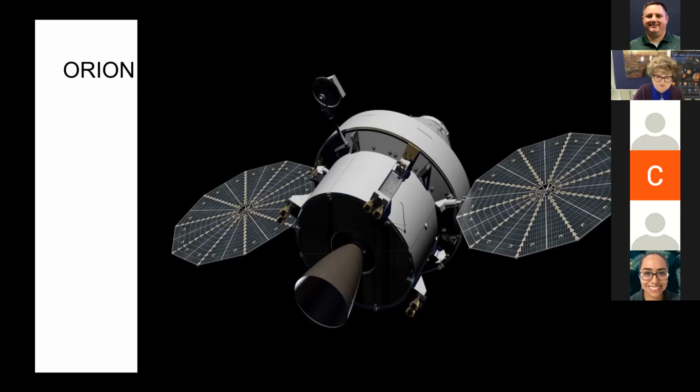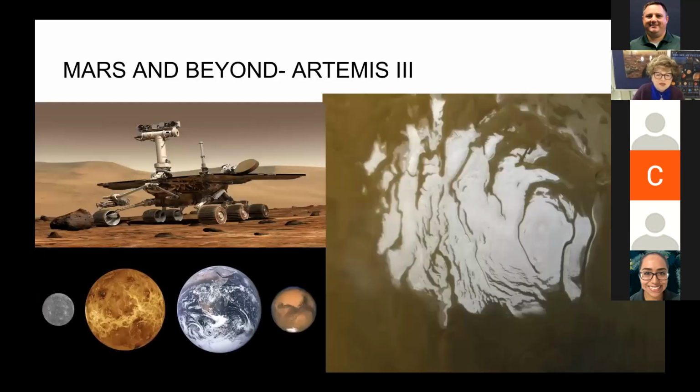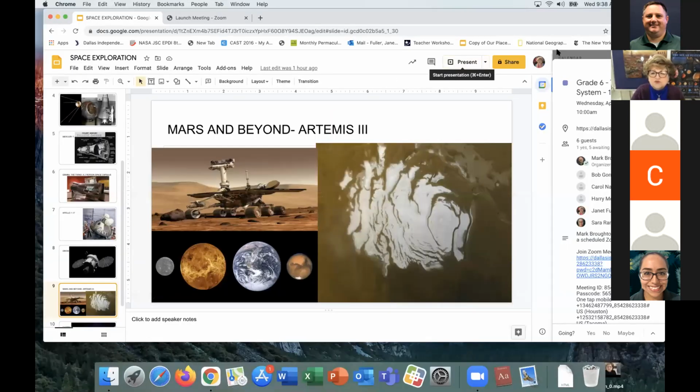So let me see if I can. So, Mars and beyond. Ms. Ramirez talked to you about the 4 rocky planets, the 4 terrestrial planets. There they are on the bottom: Mercury, Venus, Earth, and Mars. And you see Mars is significantly smaller than Earth. You can see the Mars rover above that. The picture on your right is the South Pole that they're going to be going to. And I'm going to show you something in just a second. So let me go ahead and stop sharing my screen with you.